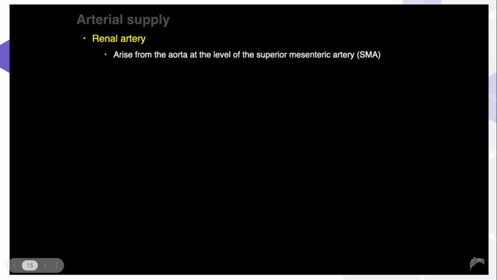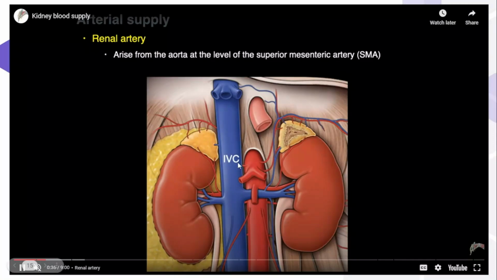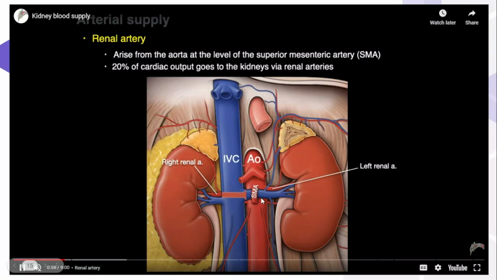Now, the renal artery arises from the aorta at the level of the superior mesenteric artery, that is called the SMA. This is the inferior vena cava, and this is the aorta, and this is the superior mesenteric artery. You can easily see the left renal artery and the right renal artery. The red structure is the right renal artery, and here is the left renal artery and the superior mesenteric artery. 20% of your cardiac output goes to the kidneys.